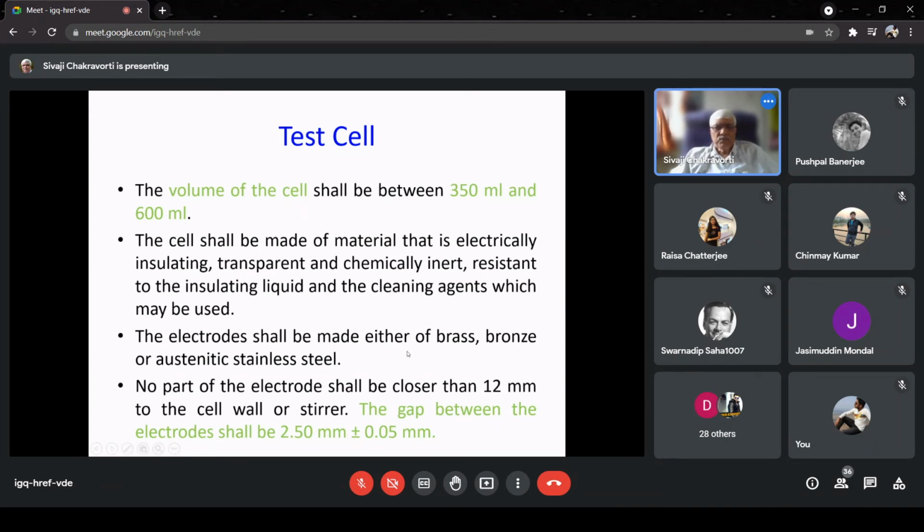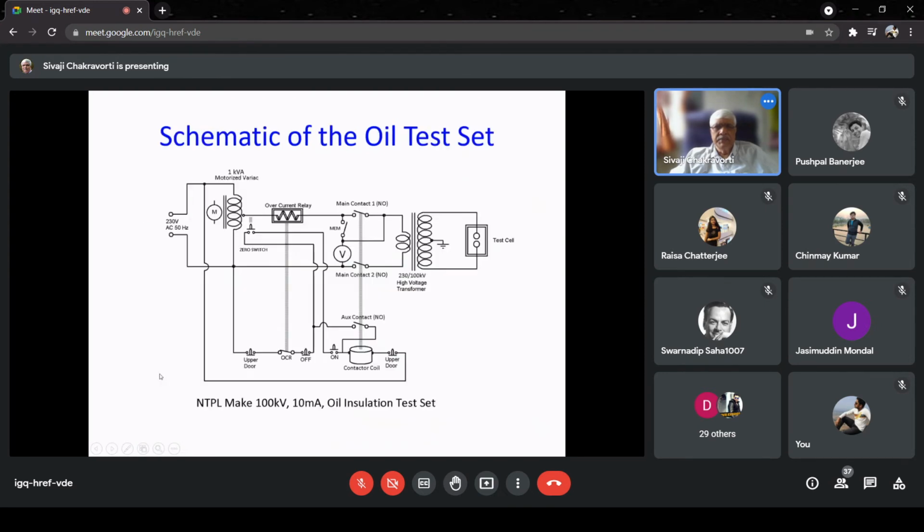At the bottom, of course, the color is not so good in the presentation. The gap between the cells is 2.5 millimeter, and the tolerance is very, very low. It is 0.05 millimeter plus minus. So it has to be set very accurately.